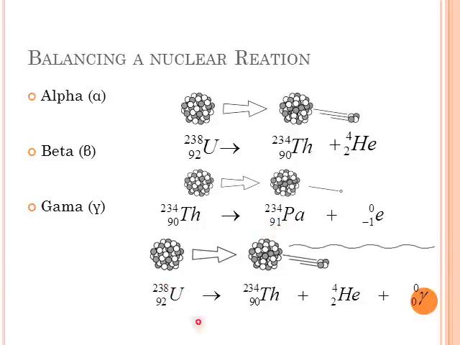All right, and then the last one is a gamma decay, which usually happens along with other types of decays. The gamma is just a photon, or extra energy, that is also released in the form of electromagnetic radiation, a gamma particle or photon.